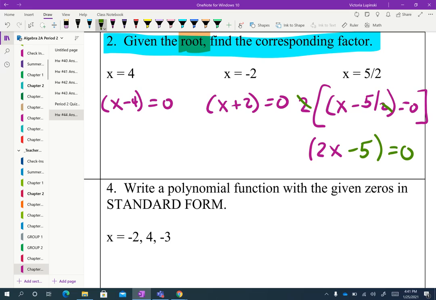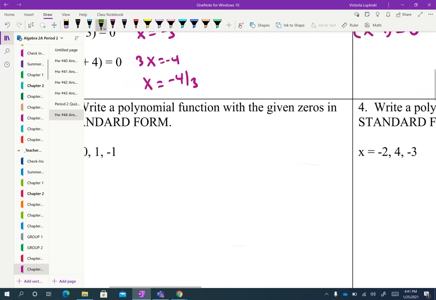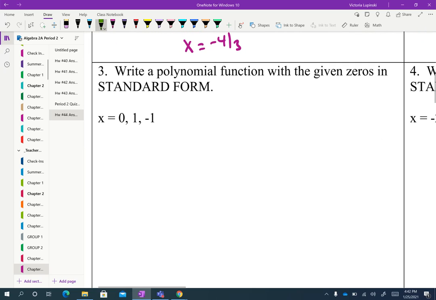So you have to make sure you understand the basics of 1 and 2. How do you take a factor and find the root? How do you find the root and find the factor? Now, we're going to bump it up a little bit. So for number 3, write a polynomial function with the given zeros in standard form. Hopefully you remember that standard form, that just means you have to multiply everything out.